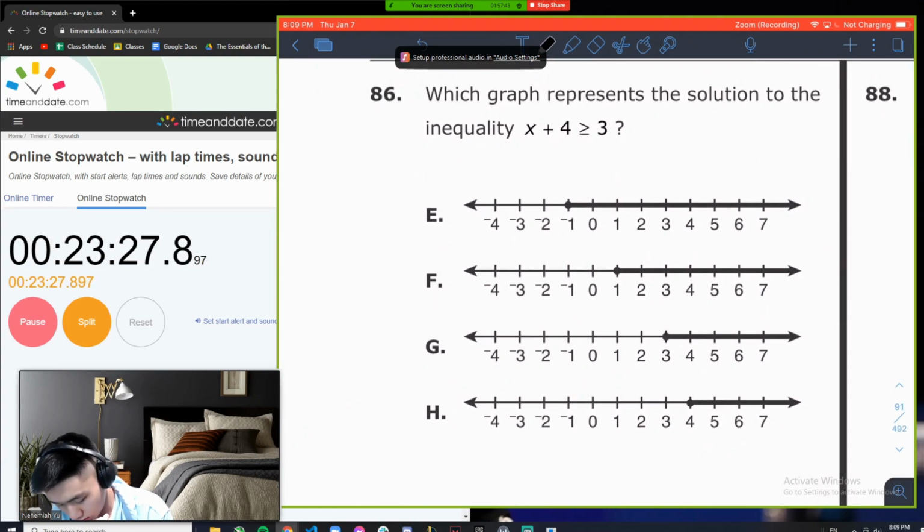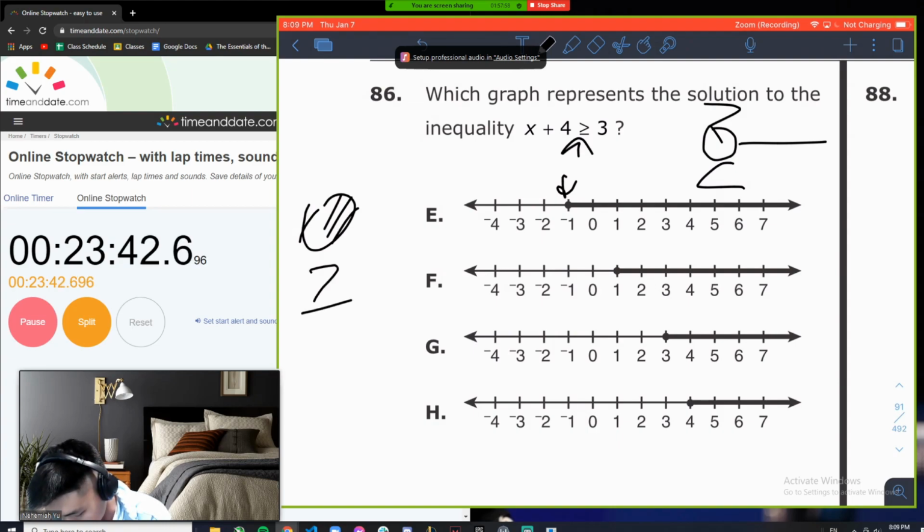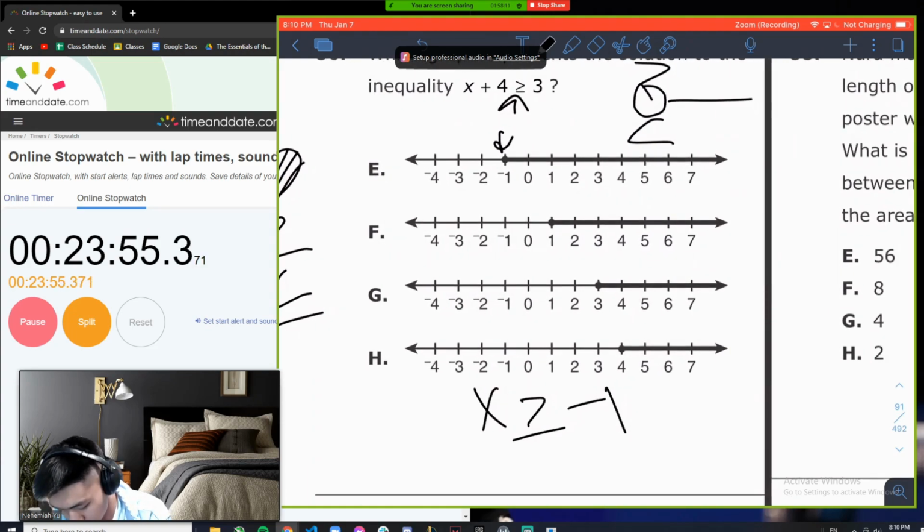Equal to means you need a black dot, right? Not this dot. This is just greater than or less than. Or if it's a black dot, it's greater than or equal to, less than or equal to. x plus 4 is greater than or equal to 3. Well, you can just subtract 4 on both sides, so greater than or equal to -1. So yes.